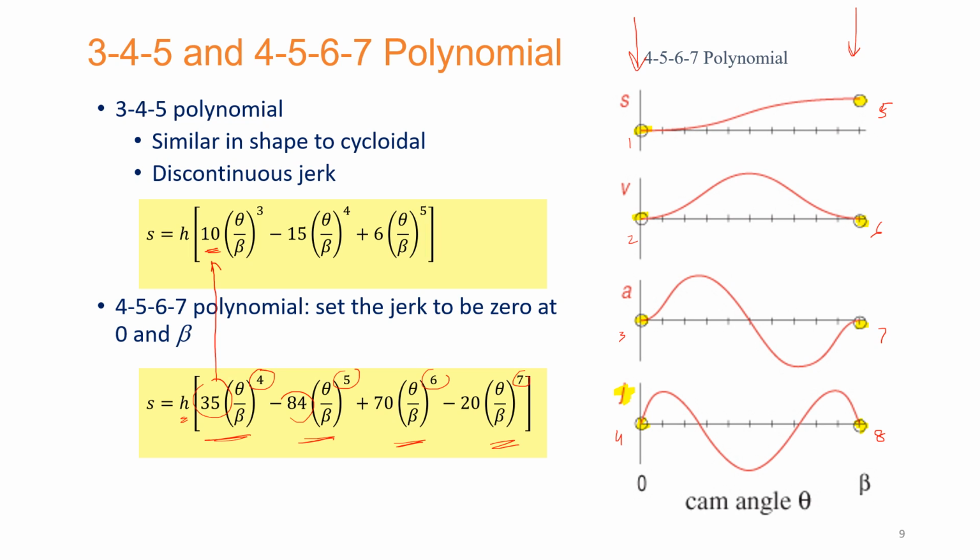This 84 seems significantly higher than this value, and so on and so forth. So in case of 4, 5, 6, 7 polynomial, the good thing is that you can specify boundary conditions for jerk, which is going to make it much nicer, and you are not going to find discontinuities or spikes in it, or some random abrupt changes. But on the other side, the downside is that the coefficient values are a bit bigger.